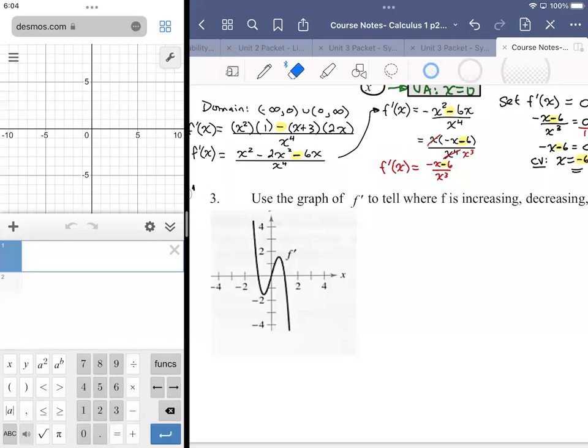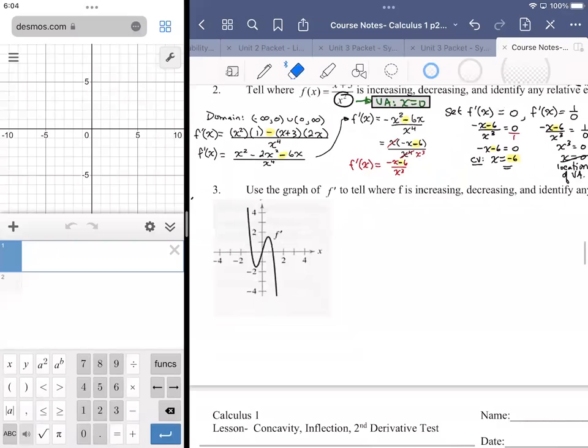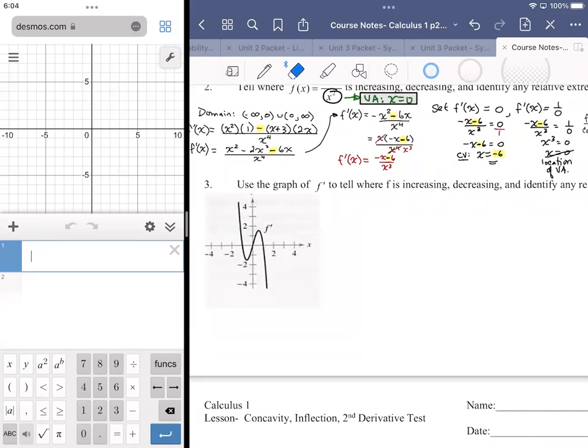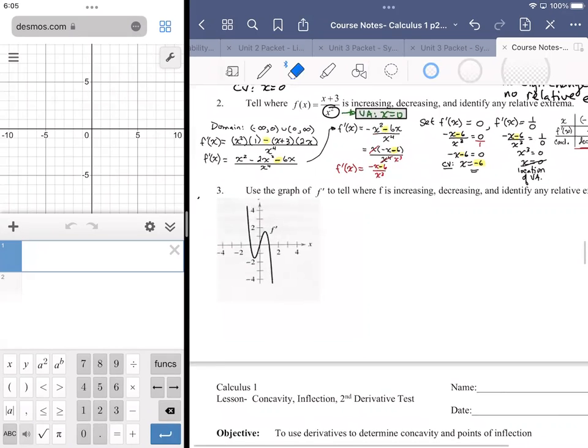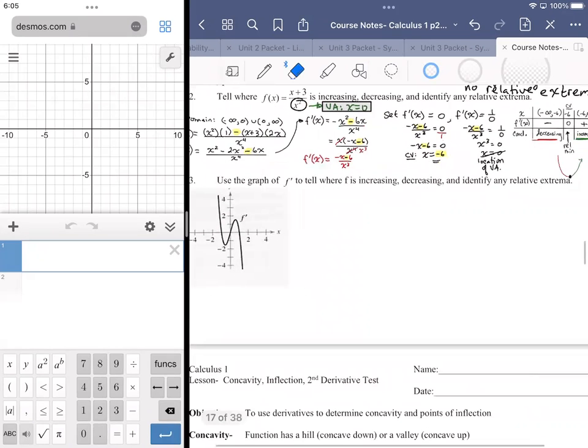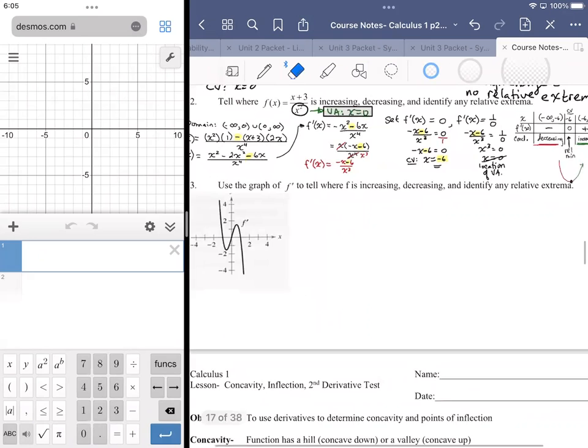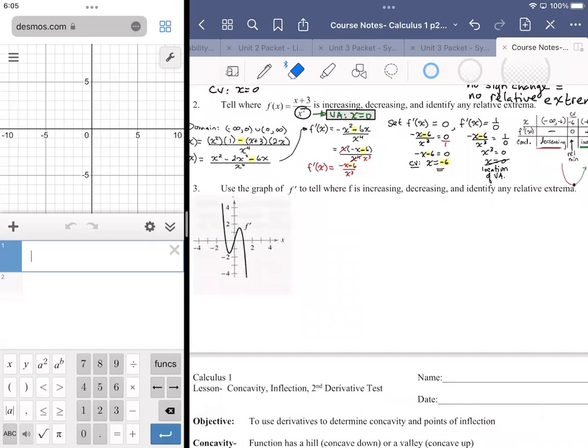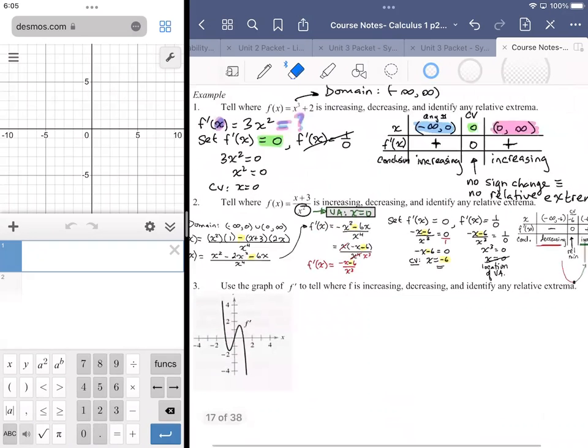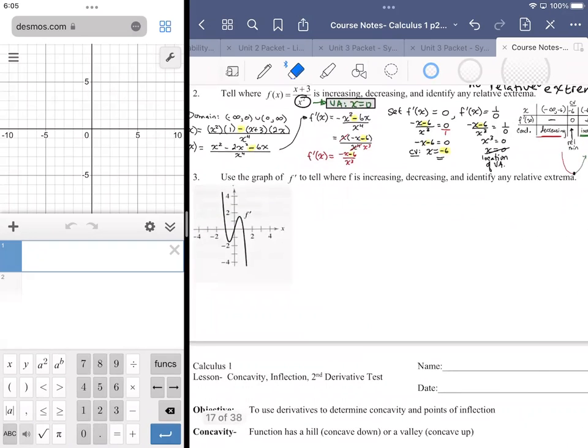So for this one, it says use the graph of f prime to tell where f is increasing, decreasing, and identify any relative extrema. All right. So this is kind of a weird question in the sense that they don't give us the original function like they did in numbers 1 and 2. They're actually giving us the derivative graph. So we need to draw conclusions about the original function based off of this derivative graph.